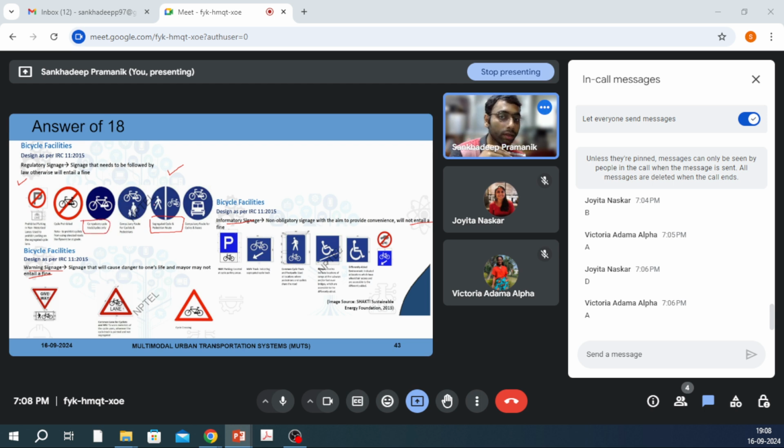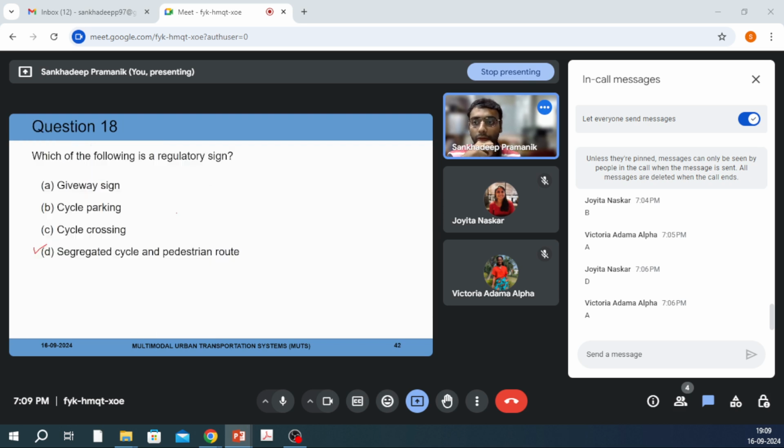Otherwise, if there are lots of cycles moving in a pedestrian facility, then it may hamper the pedestrians. So if there are separate tracks, then they should go in a separate manner. So option D will be the correct answer here.